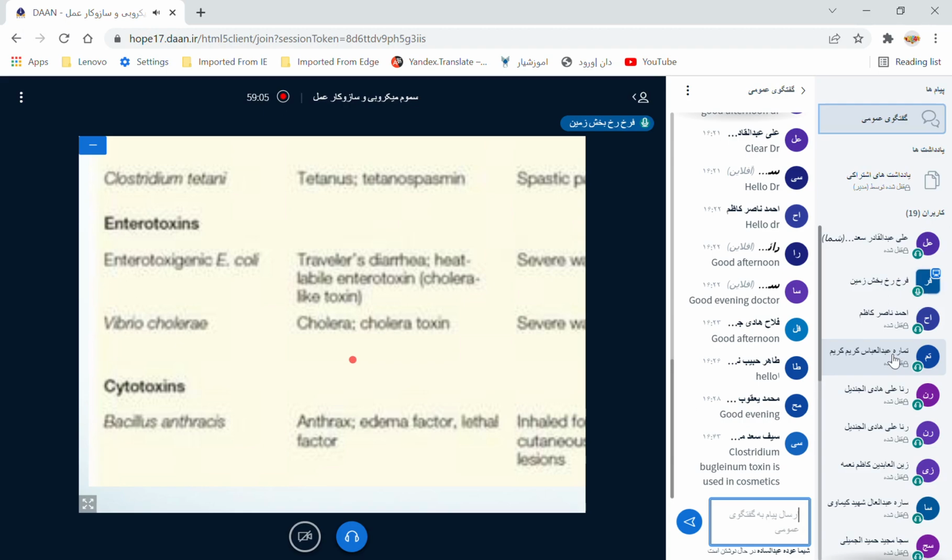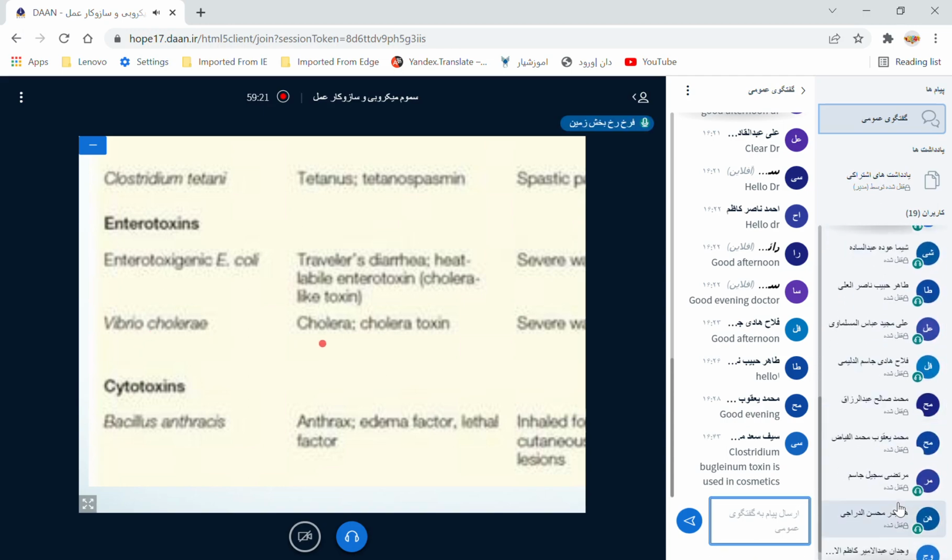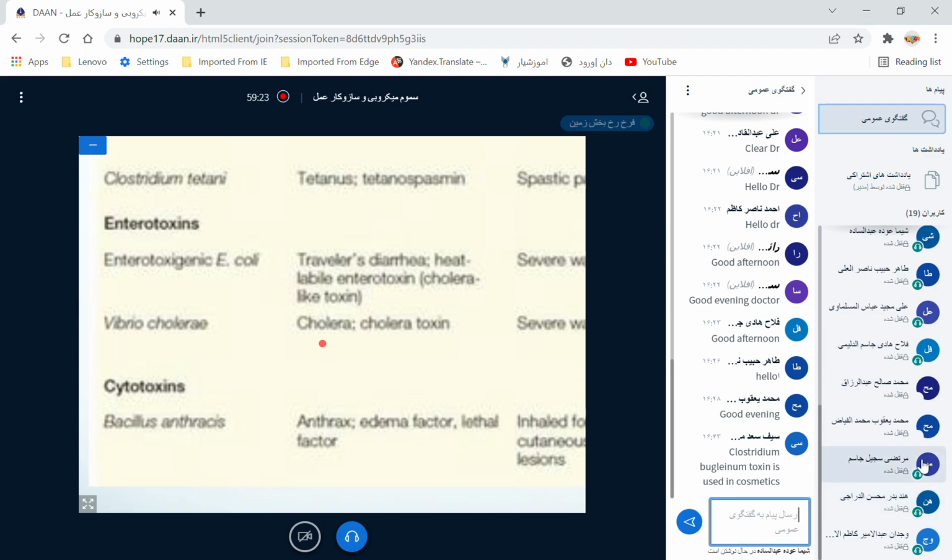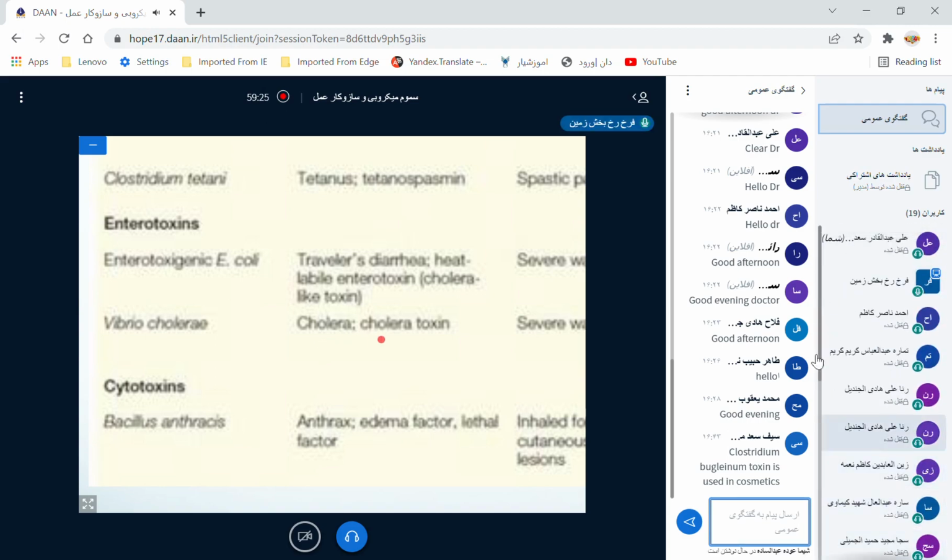The other toxin which is effective on the intestine: Vibrio cholerae is the causative agent. The disease we call cholera, and the toxin which is produced is cholera toxin.